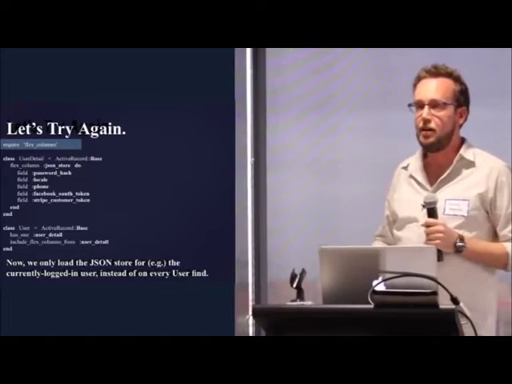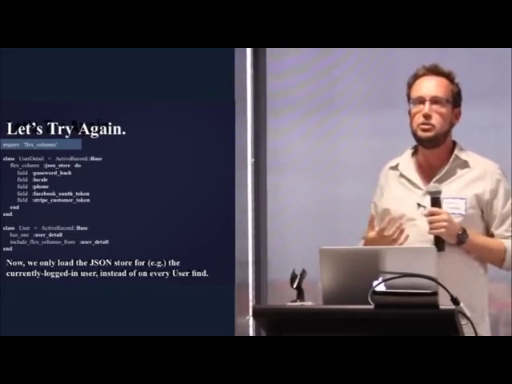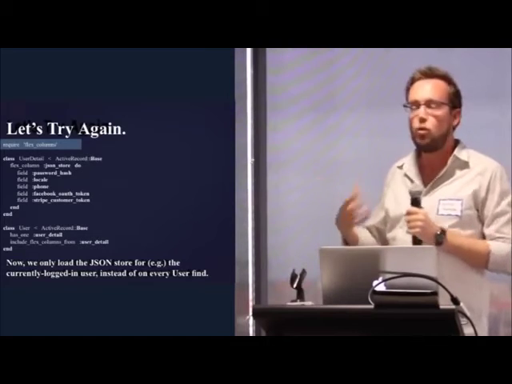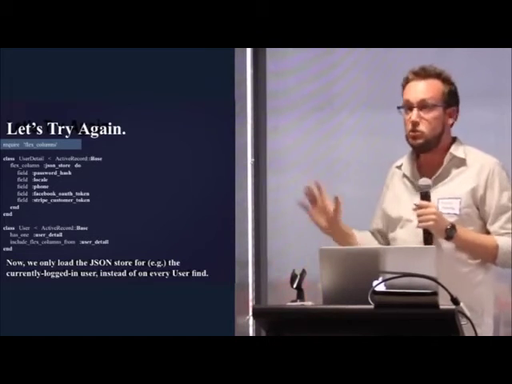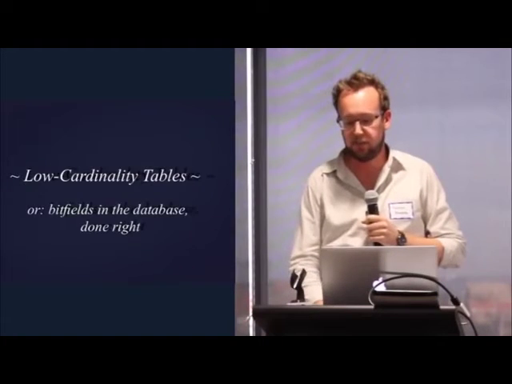So that's the first technique I have to make your relational database a little bit more like a NoSQL database and be able to use it much more flexibly, because now you can store things like hashes and arrays of hashes in there and do whatever you want. Second technique I'm going to call low cardinality tables.